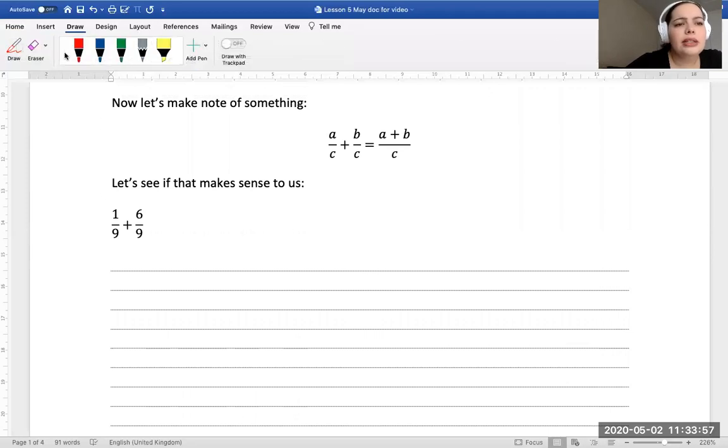So let's have a look at this to see if we can maybe understand it a bit better. So let's go here to my pen. Okay, now let's make a note of something. A over C plus B over C is the same as saying A plus B over C. Now what we need to remember is that when we add fractions, we need the denominators to be the same. So this would be A plus B over C. So let's just see if this makes sense to us.